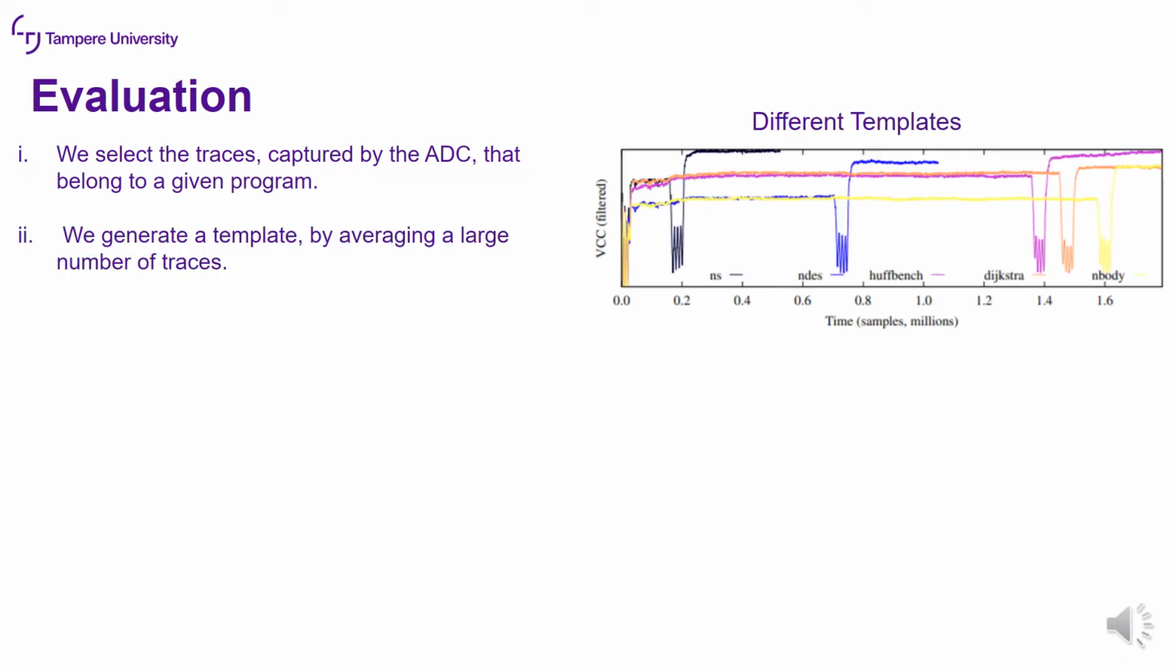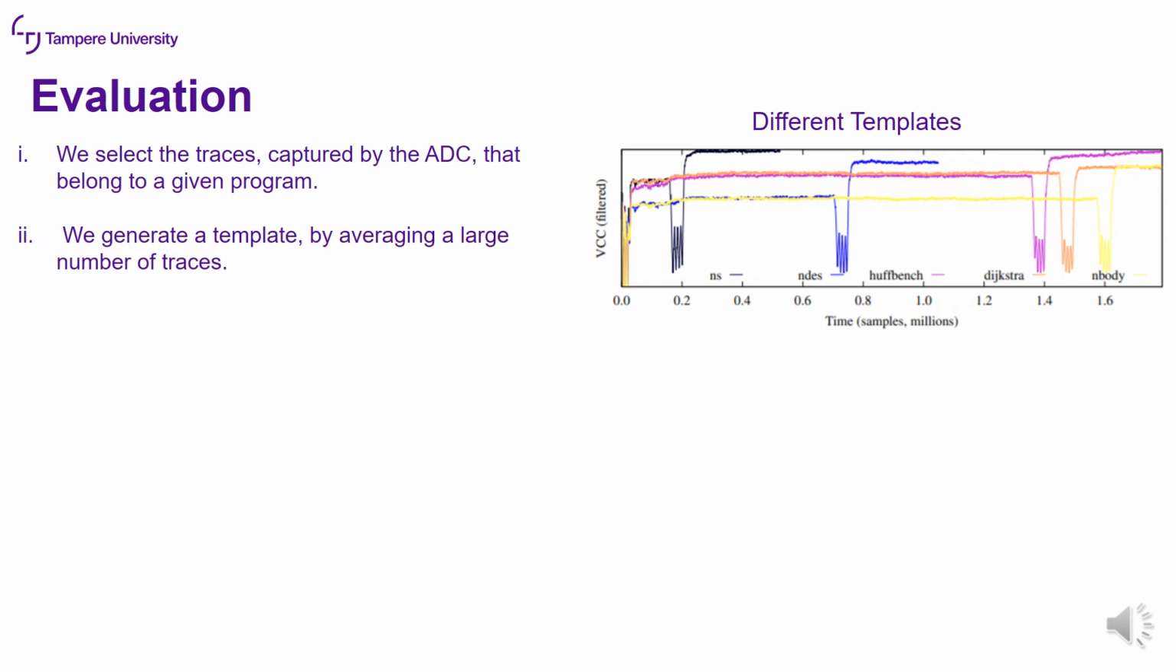Moving to the evaluation of the traces, our process consists of the 3 following steps. First, we select the traces captured by the analog to digital converter while the processor is running some given binaries. With those traces, we generate a template by averaging a large number of traces. In our case, we are using 1000 traces. We can see in the figure how the templates coming from different operations present different shapes.